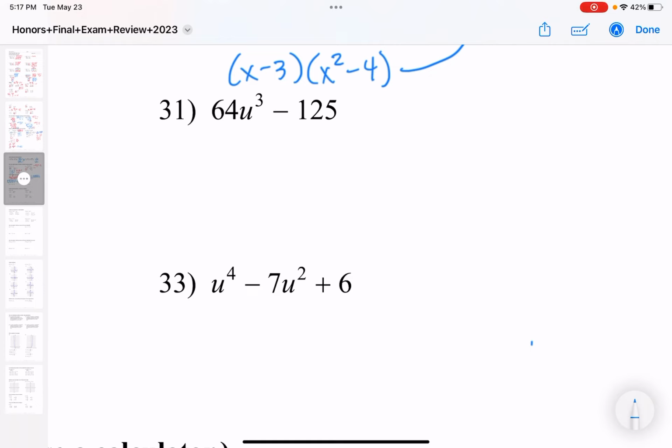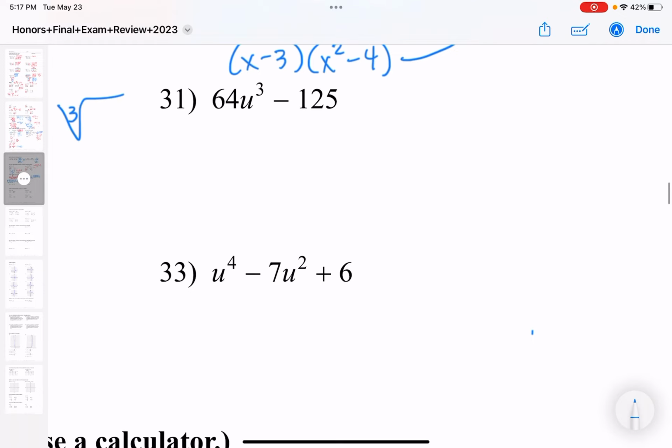Okay, so now, is it a difference of 2 squares? Well, 64 is a perfect square, but u to the third is not. So it's not a difference of 2 squares. So now, is it a difference of 2 cubes? Okay, so I check the cube root of 64. And when you type that in, you should get 4. And then the cube root of u to the third is u.